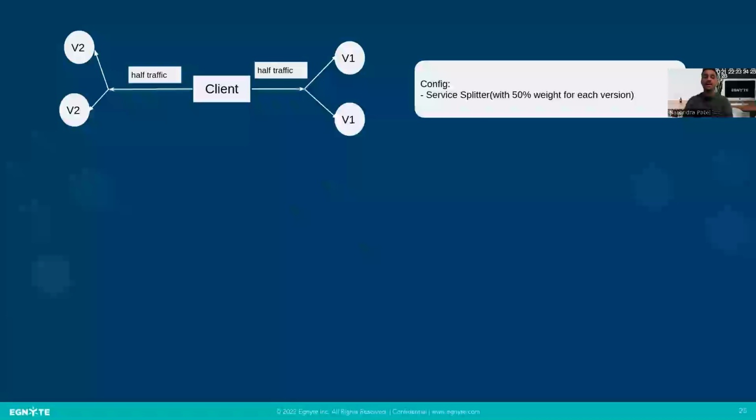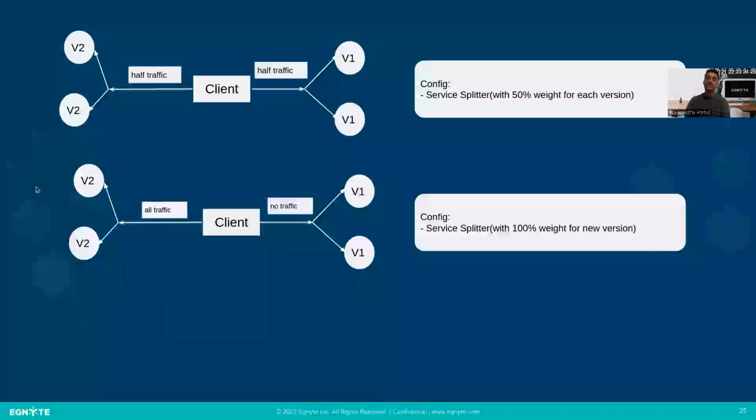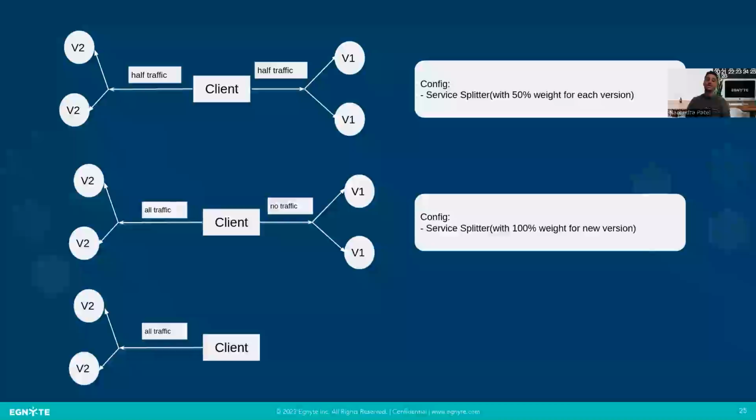Once we verify that, we can gradually start increasing the amount of traffic that we send to the newer version. For example, we can start sending 50% of our traffic to the newer version with the service splitter configuration. Once we are good with this and we see it is performing as per our requirements and has the correct performance, then we can gradually send all the traffic to the newer version, sending 100% of the traffic to the newer version. Now there would be no traffic on the older version, and we can clean up the older version. So now you'll have all the client traffic going to the newer version.